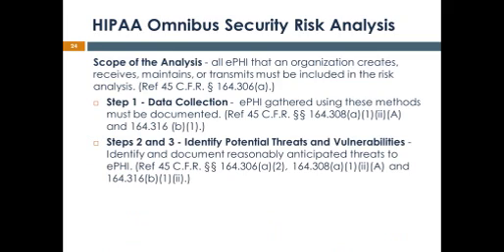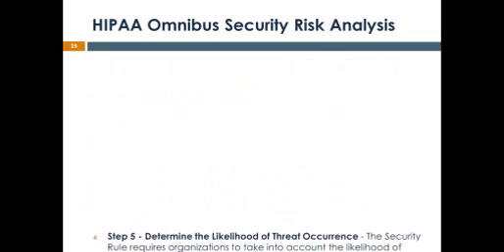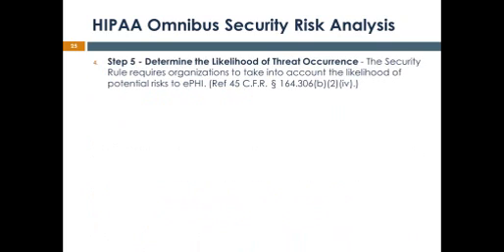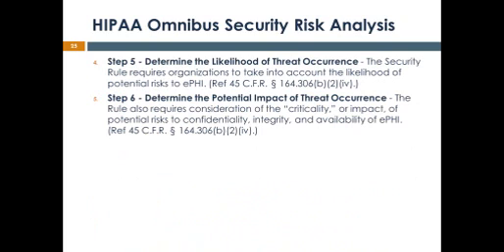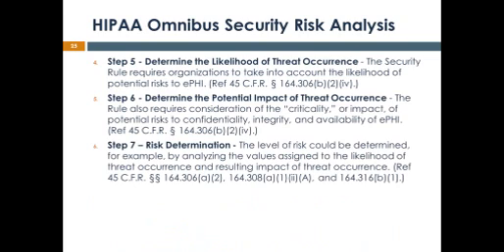The second step and the third step is to identify threats and vulnerabilities. And again, there are corresponding requirements in HIPAA, controls-wise, to deal with this. And then step 4 is to assess the current security controls, which are in place, which are not in place, so that you have a measure of that. And then look at likelihood and impact, and that gives you a risk determination value.